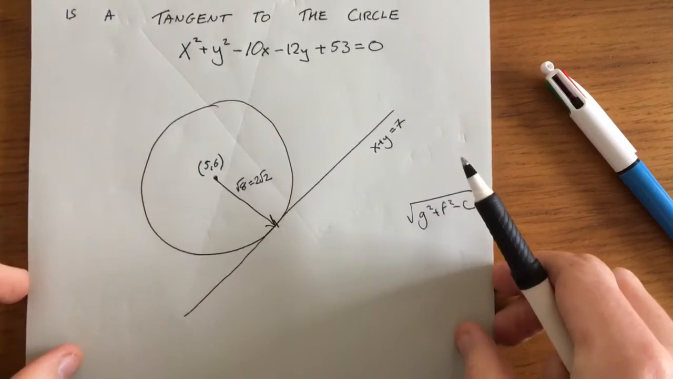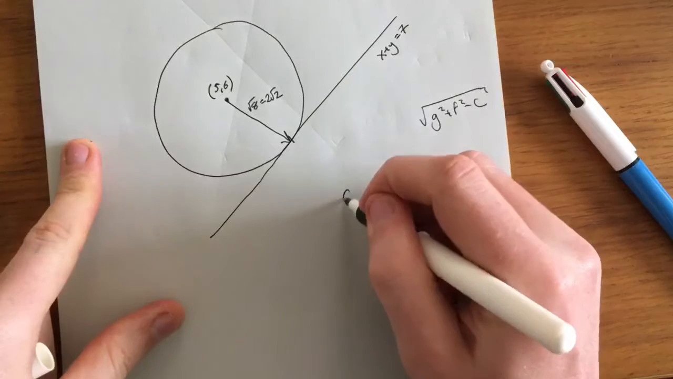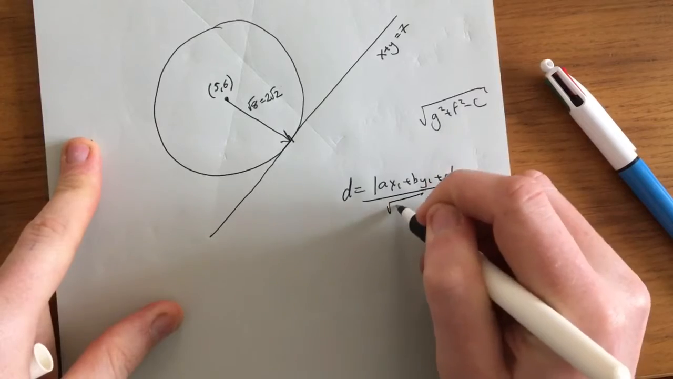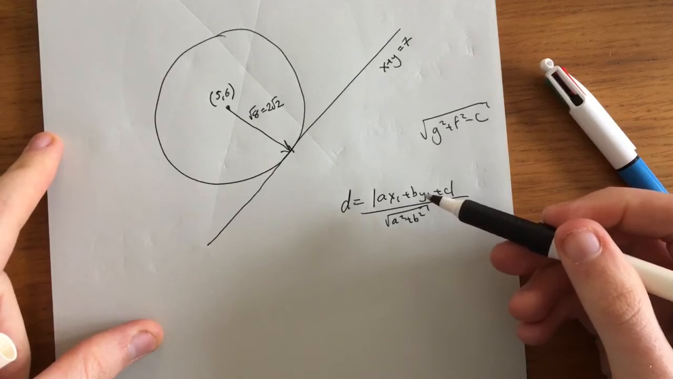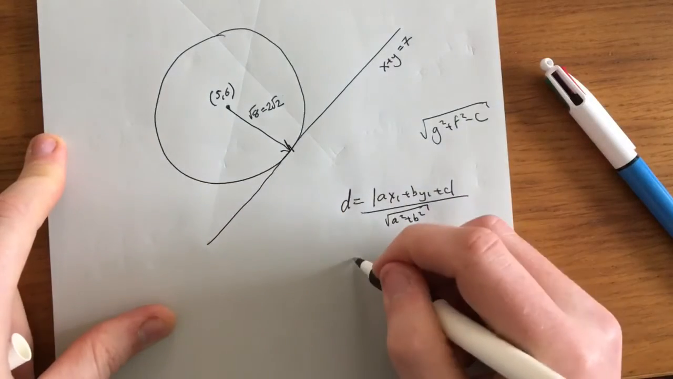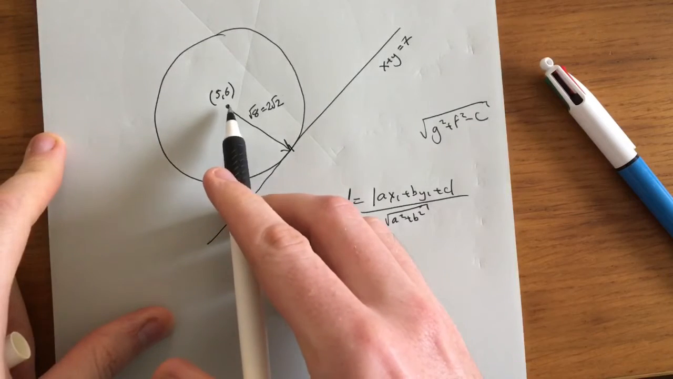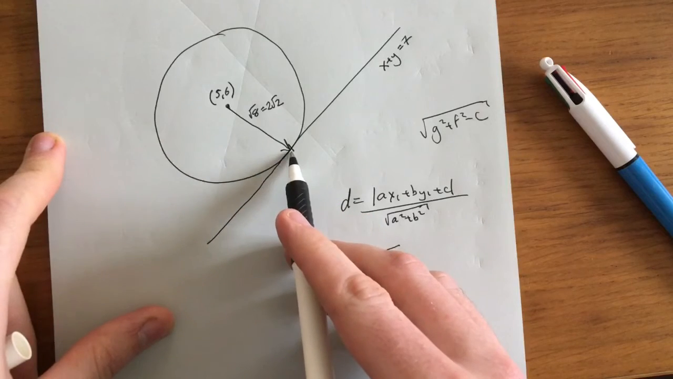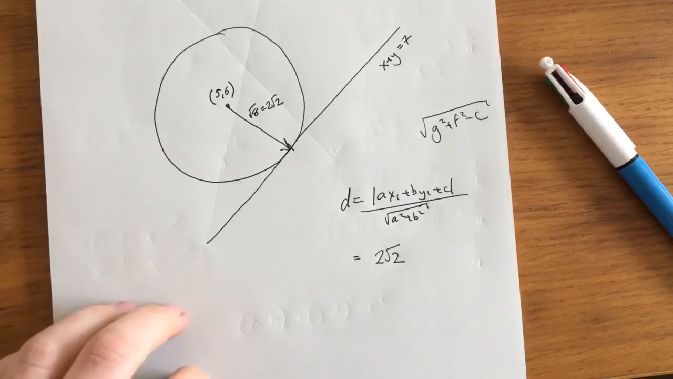So that's the situation we have now. What a lot of people did was they used this formula, ax1 plus by1 plus c all over the square root of a squared plus b squared. They used that to find the perpendicular distance from this point to this line. And when they filled it all in, the answer that they got was 2 root 2. So the radius of the circle, the distance from there to there, is 2 root 2. But the distance from the point to the line is also 2 root 2. So that must mean that it is a tangent.